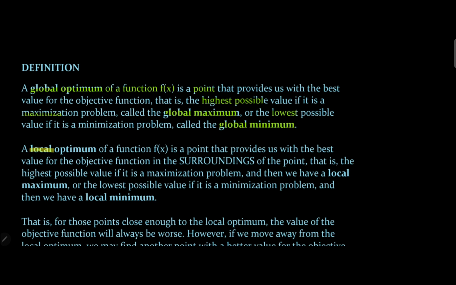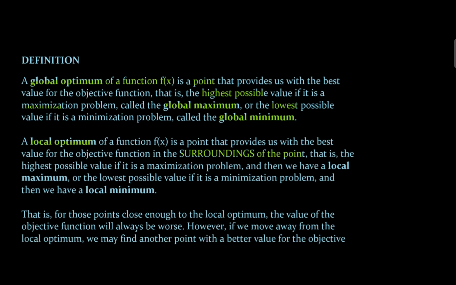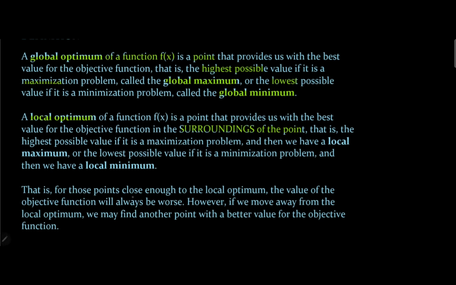Then a local optimum of a function is a point that provides us with the best value for the objective function, but in the surroundings of the point. That is the highest possible if we maximize, and then we have a local maximum, and the lowest if we minimize, and then we have a local minimum. That is, for those points close enough to the local optimum, the value of the objective function will always be worse. However, if we move away from the local optimum, we may find another point with a better value for the objective function.